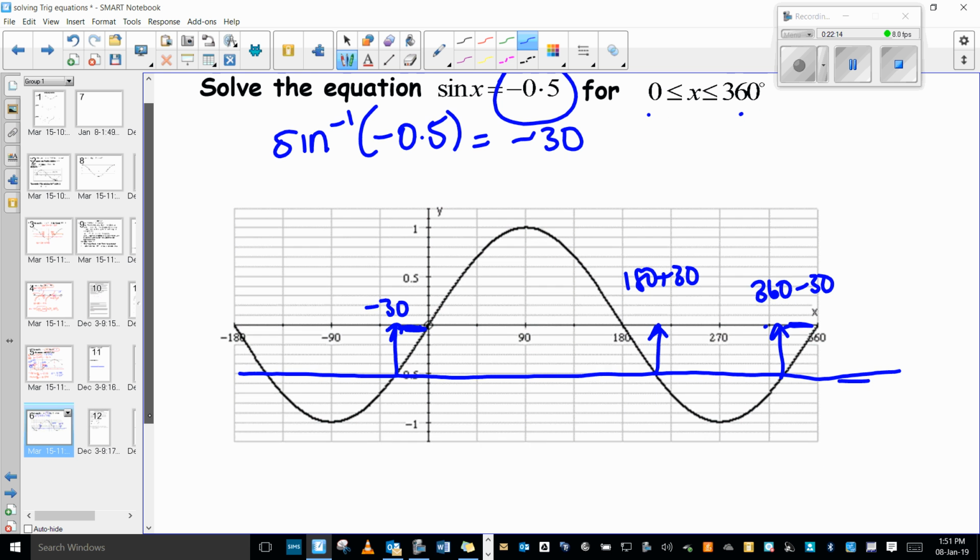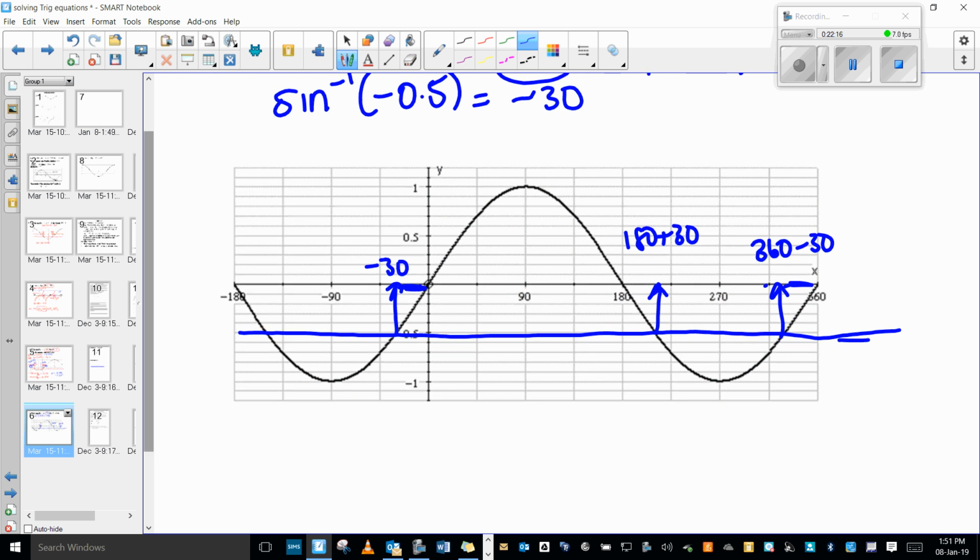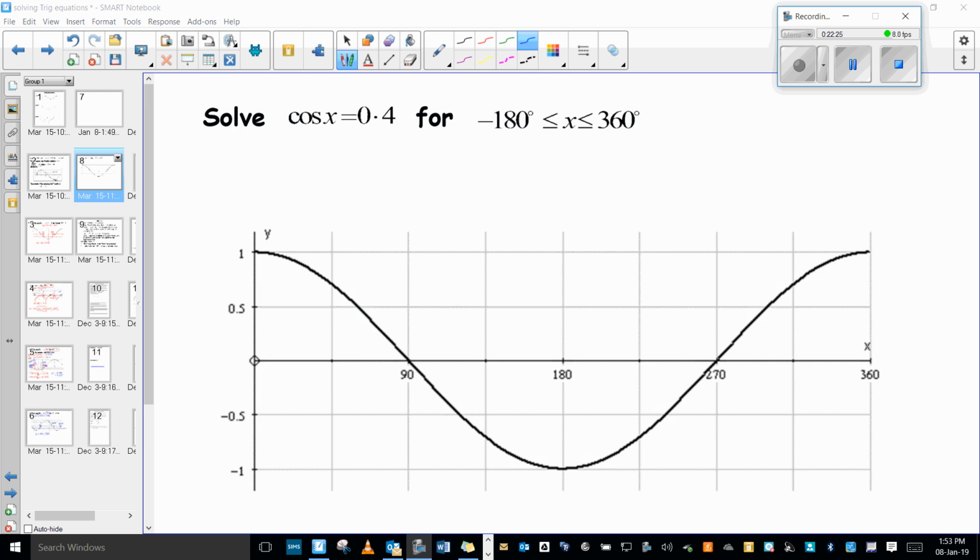Okay. So our values are 210 and 330. Très bien. So, next one: cos x equals 0.4. Okay? Now, you may be thinking, oh God, this is really boring, we're doing loads of them. But the more we do together, the more hopefully you're getting happy with it.